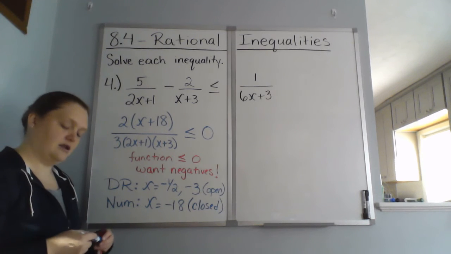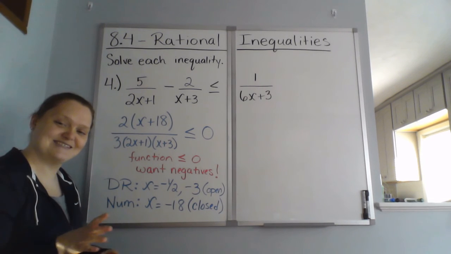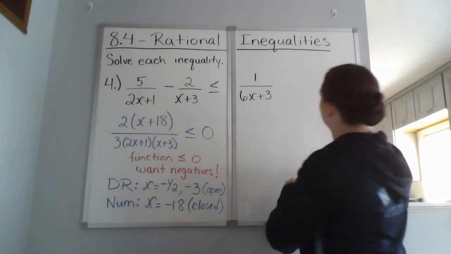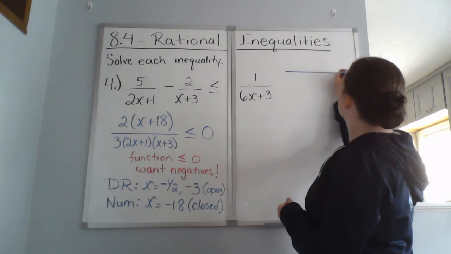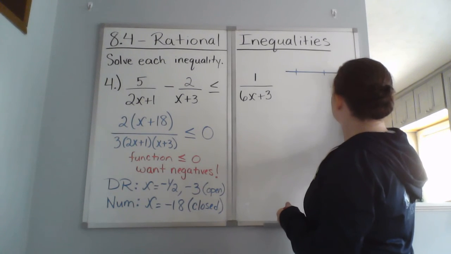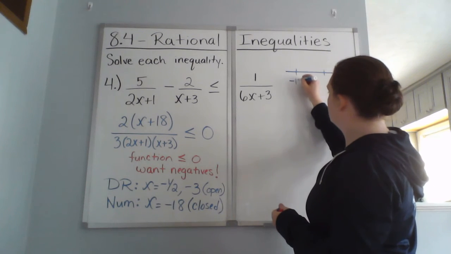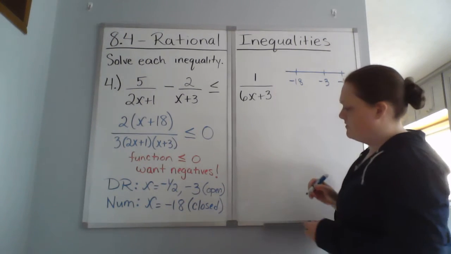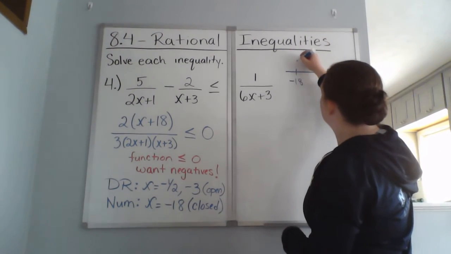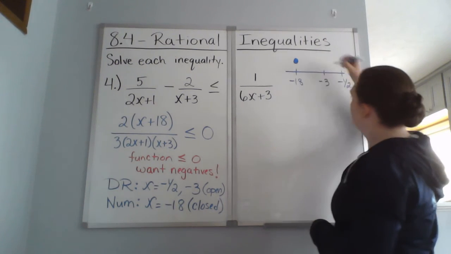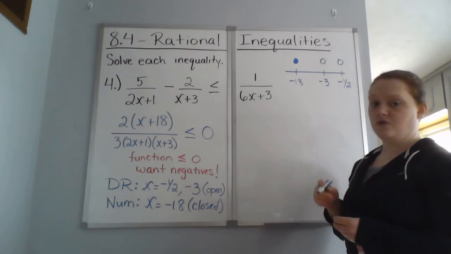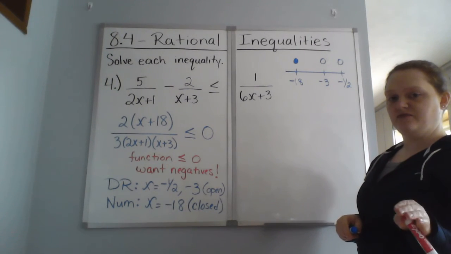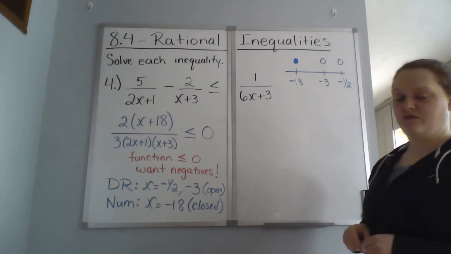All right, number line. Hopefully I won't forget to draw the circles this time, test values, and write our final answer. Here we go. So we've got three numbers: negative 18, negative 3, and negative 1/2. And we've got a closed circle at negative 18. Color that in, and open circles at the other two. All right, so why don't you take a minute, pause the video, and see how far you can get with testing values.